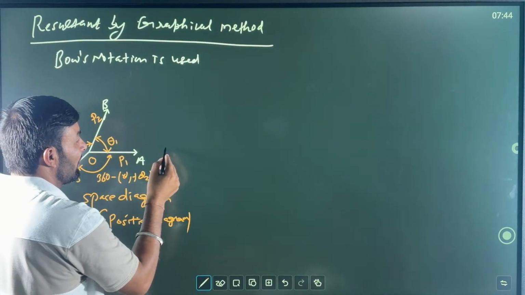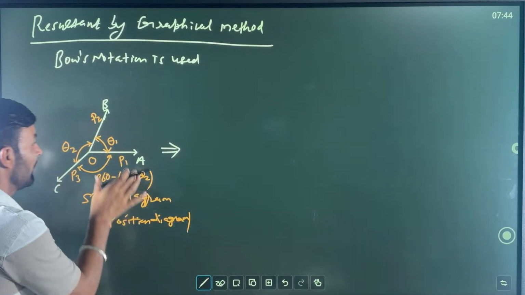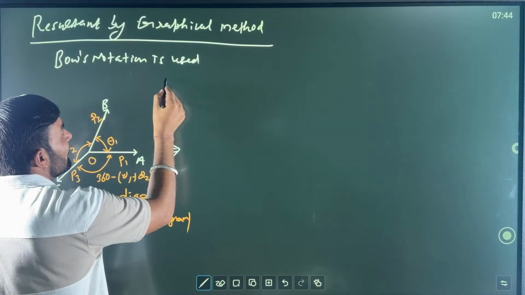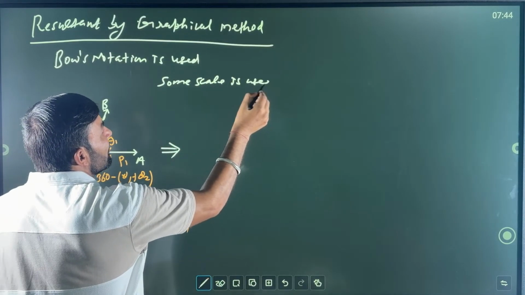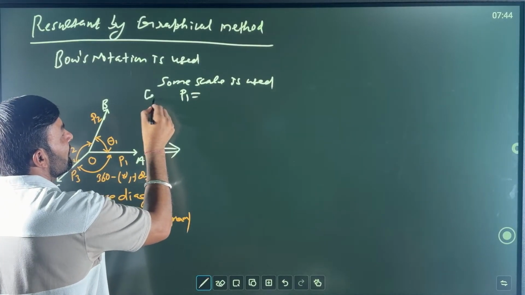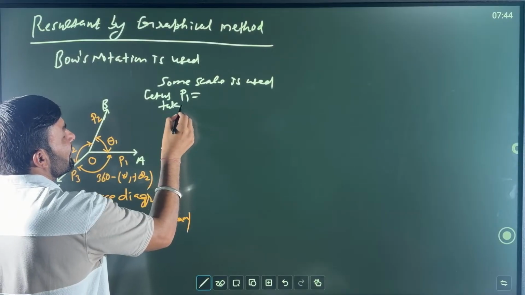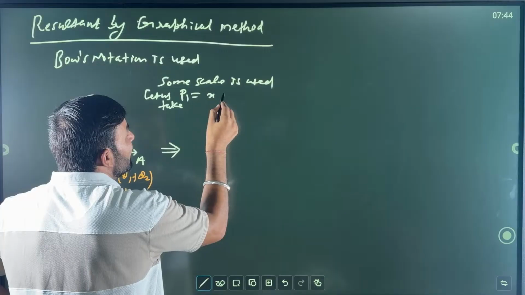So now, by using this graphical approach, first you need to assume some scale. Some scale is assumed. What are we doing? Let us suppose P1 is something. Let us assume P1 is equal to some X centimeter.